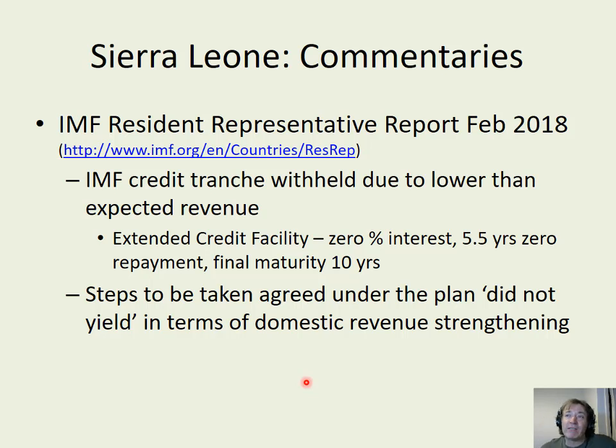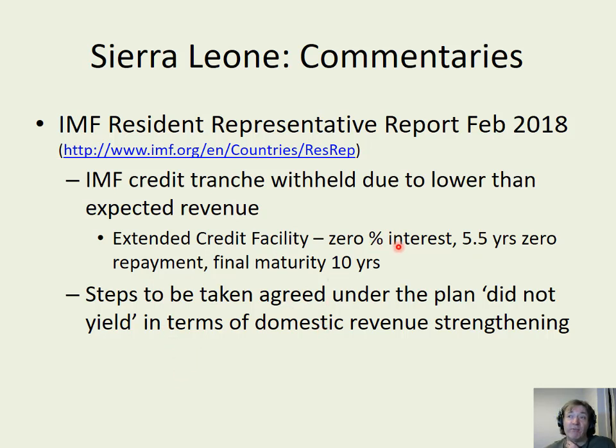Back to the IMF resident report later on, so the next year, February, they decided to withhold that ECF tranche. They're not going to pay. So there's the ECF, Extended Credit Facility. They're not going to pay the next stage of the Extended Credit Facility because the Sierra Leone government hasn't fulfilled their conditions. They haven't fulfilled their bargain in terms of raising revenue for the domestic economy, so the IMF's not going to match it with the ECF.